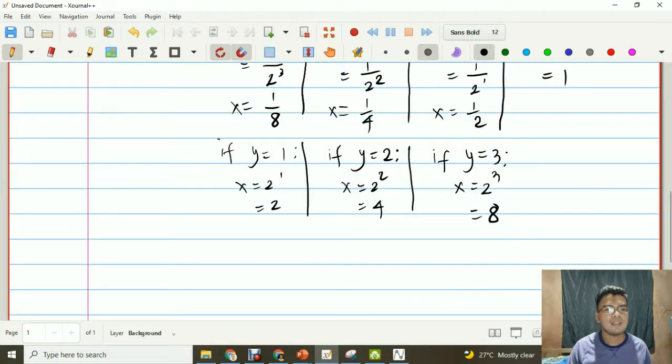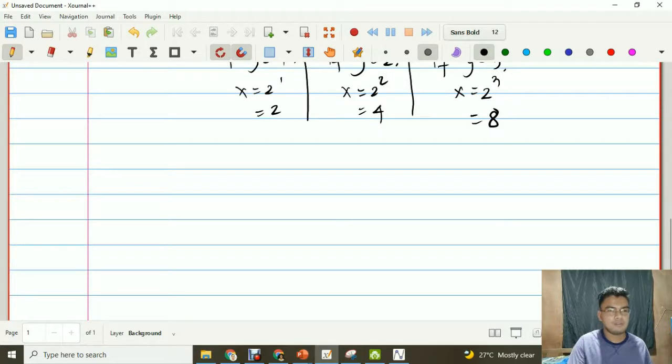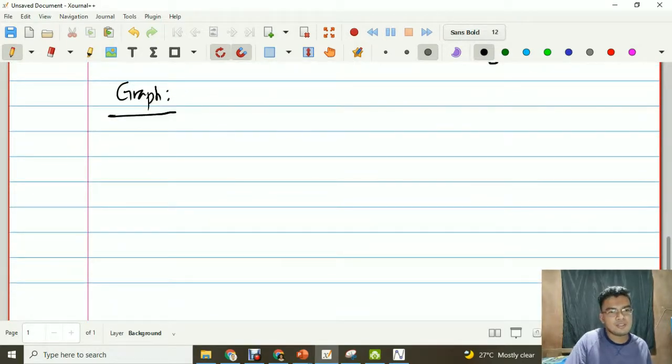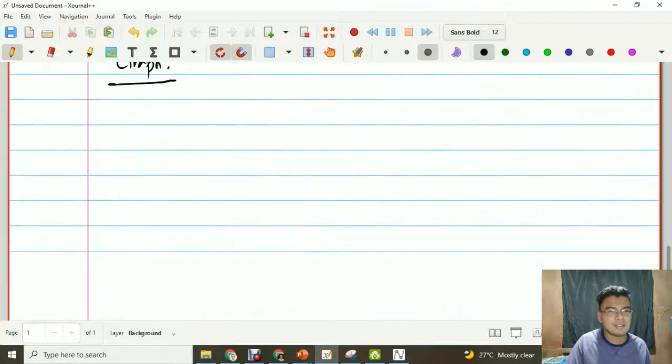So after obtaining the table of values, we now represent the given function through its graph. So how are we going to do that? Of course, we need to draw our Cartesian plane. So this is our Cartesian plane.